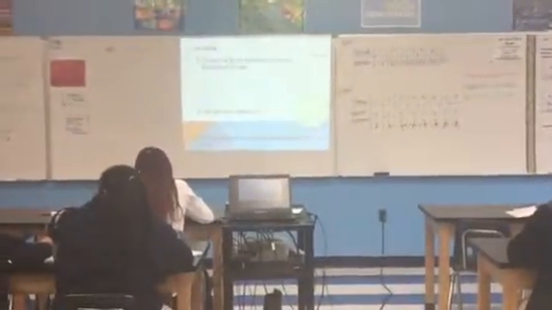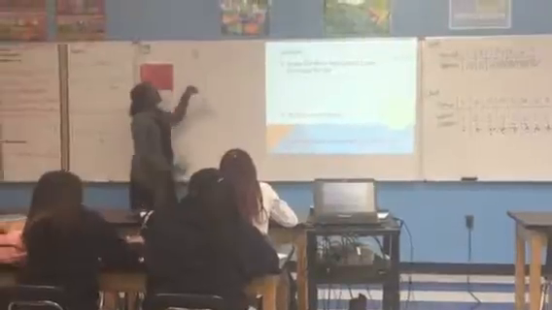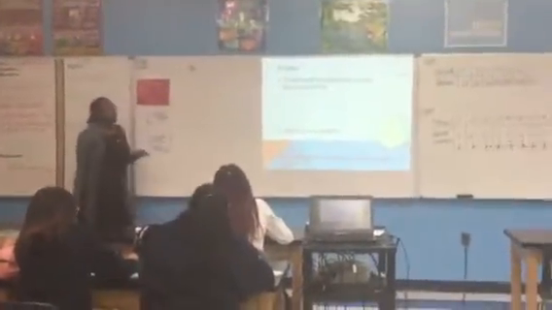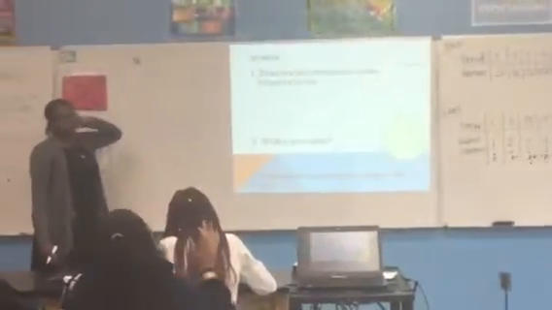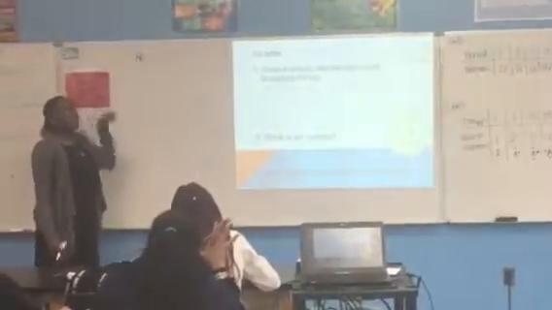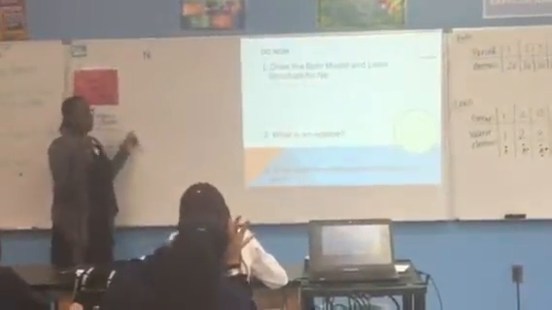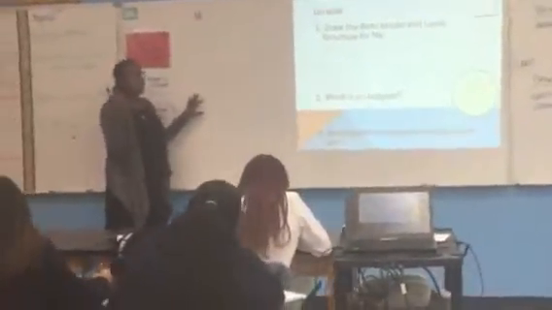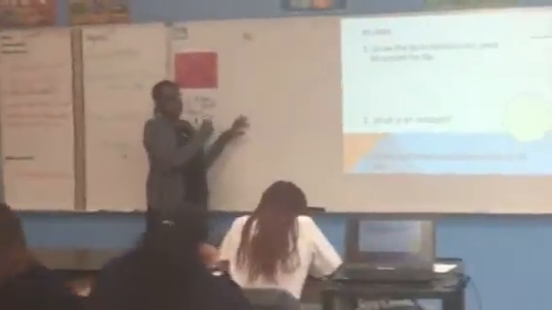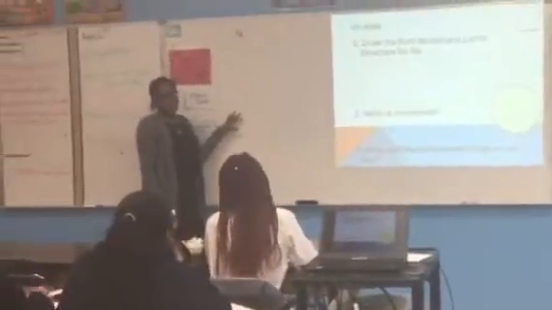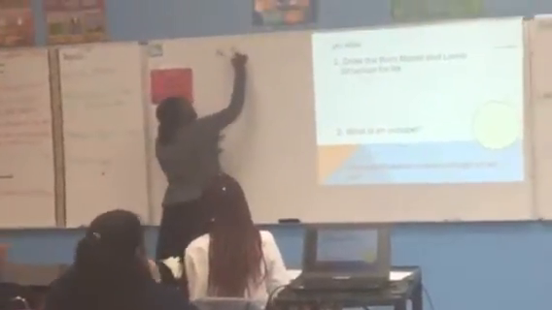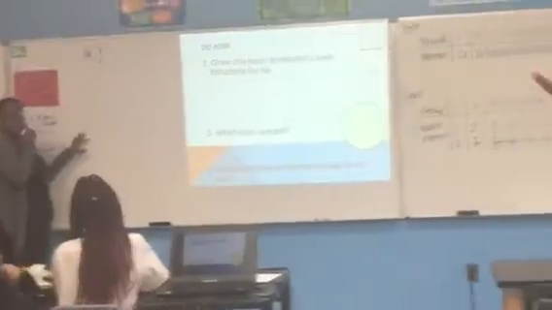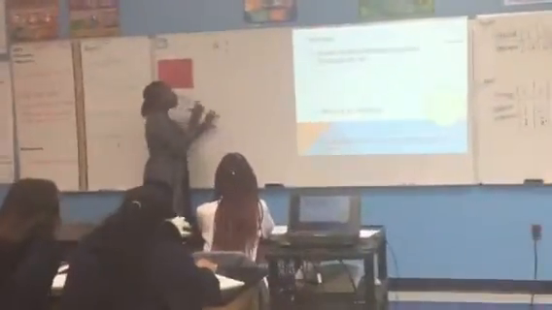Alright, let's take a look. So, we are drawing our Bohr models and Lewis structures. For the Bohr model, what are the first things that we need to know in order to draw this Bohr model, Sharon? The element number. What does that tell me about this particle? How many protons and electrons? What else do we need to know in order to get started? The atomic mass tells us the number of neutrons.